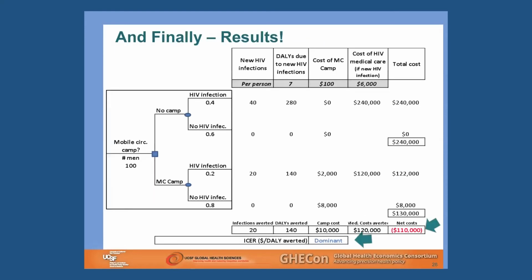And finally, we get results. So summing the total cost, that is the cost of the camp plus the cost of the medical care for infected men for the camp and the no camp arm, we actually get a net savings of $110,000. So the averted medical care cost greatly overwhelms the cost of the camp itself. So we get health benefits and cost savings. So this is another dominant outcome.